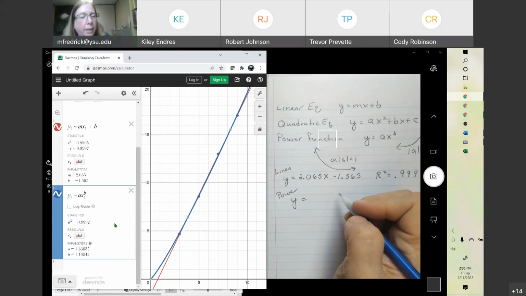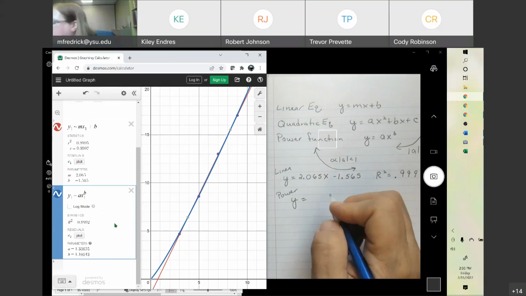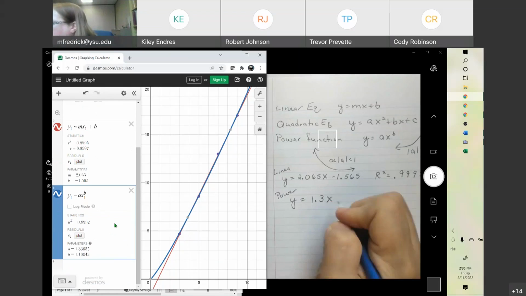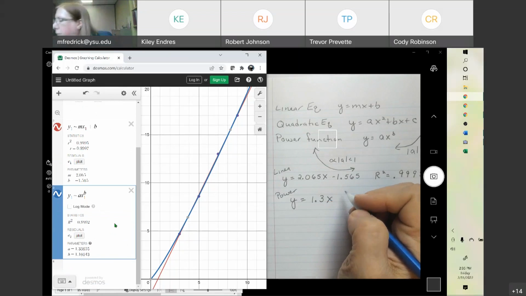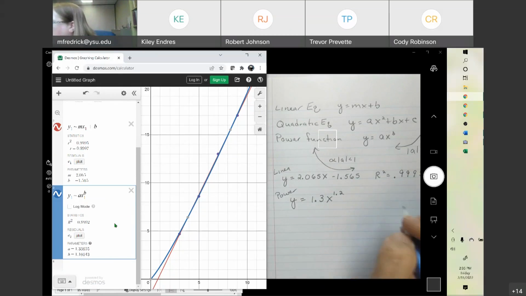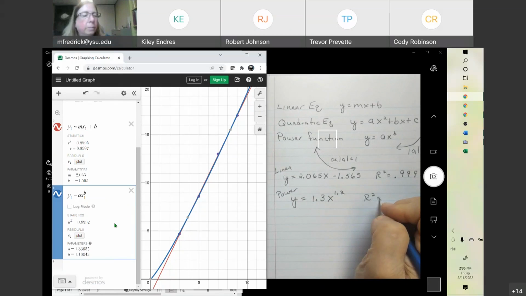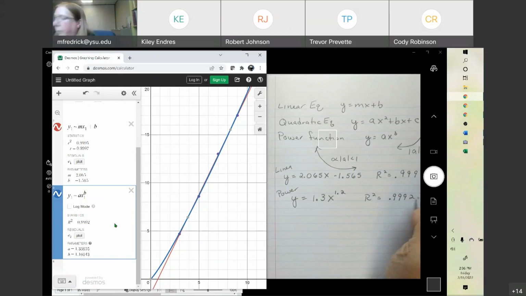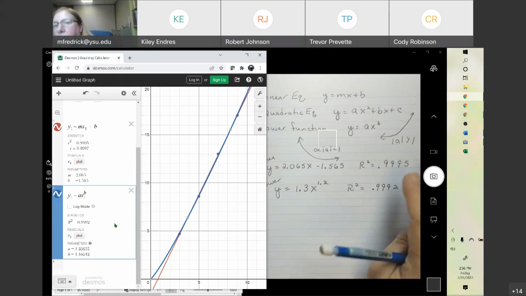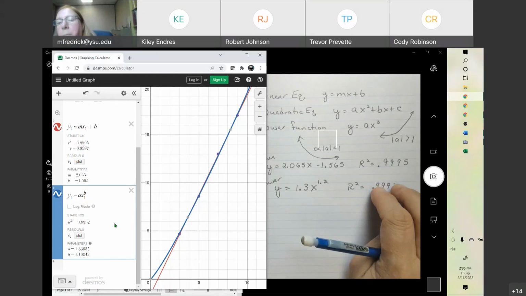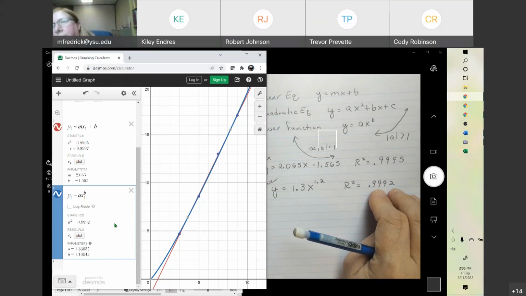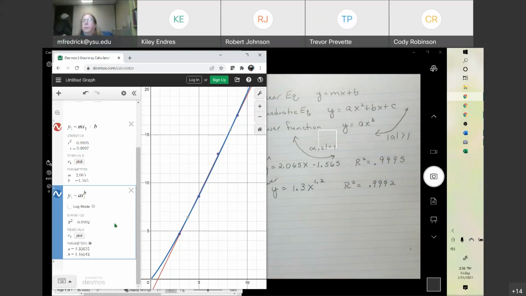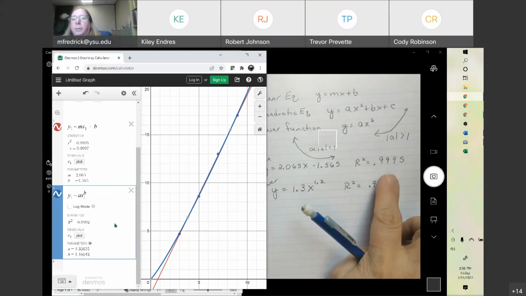Y equals A is, I'm going to go 1 decimal place. So A is 1.3x, and then my exponent is 1.2. And R squared, 0.9992. So this one is, I mean, they're both really strong because it's almost 1. But this one's a little bit less accurate than this one. So if you were going to a further value extrapolation, this would be more accurate.